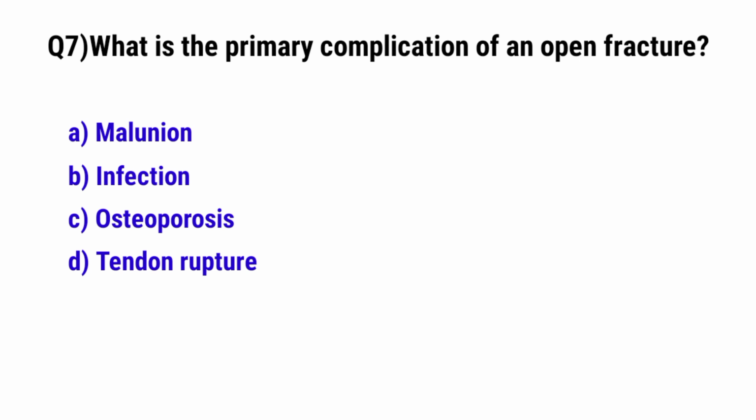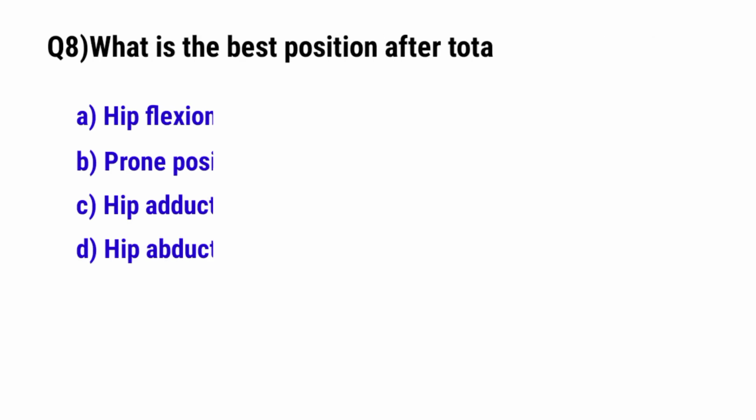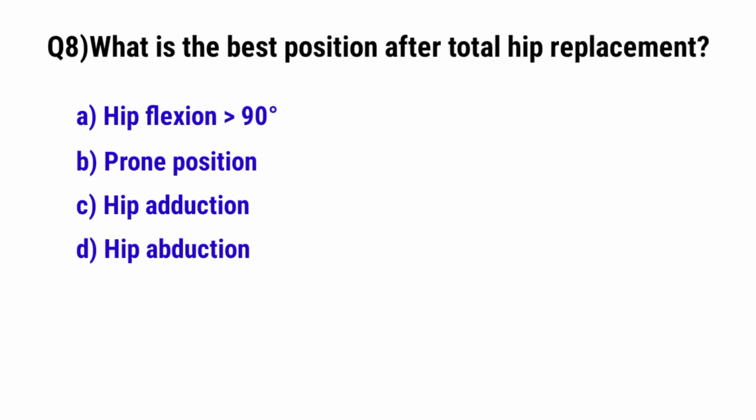Question number 7. What is the primary complication of an open fracture? The correct option is B. Infection. Question number 8. What is the best position after total hip replacement? The correct option is D. Hip abduction.